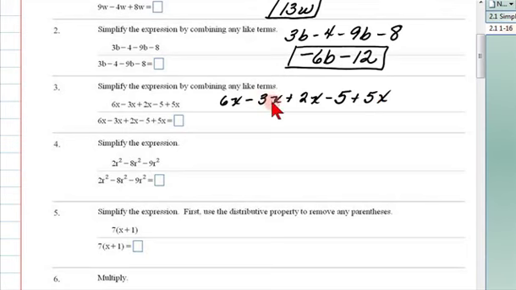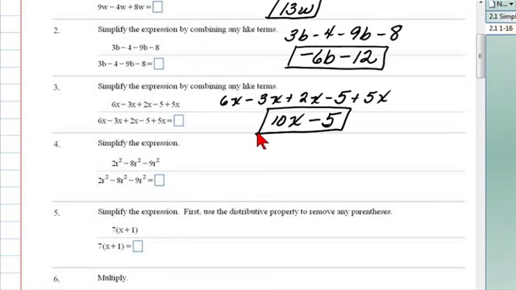I have 6x minus 3x is 3x, plus 2x gives me 5x, plus another 5x is 10x, and then I have a constant 5 which doesn't have any friends to link up with. Those are not like terms, so I'm done. Is that okay? All right.